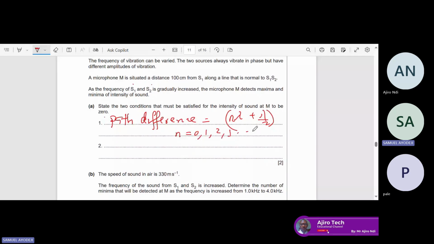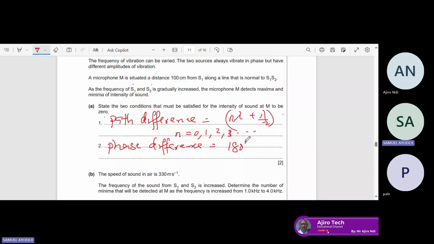Another one, phase difference. Phase difference, when the waves are out of phase, is 180 degrees. So they're out of phase. That's the major one. So you can also add another one to this.